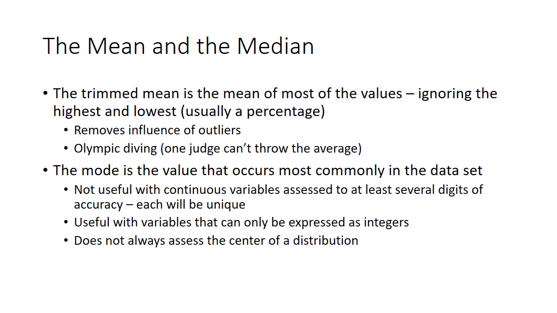Sometimes it can be more useful if you're looking at things like ordinal data or nominal data, where things are going to be in more like categories or in their own unique values. And again, this does not always assess the center of a distribution. You may find that the mode could very well be skewed towards the lower values, could be skewed towards the higher values. There's nothing that will tell you that, hey, this is in the middle. Whereas mean and median are going to be measures of central tendency. They're going to be telling you where the values are lying in the middle there.